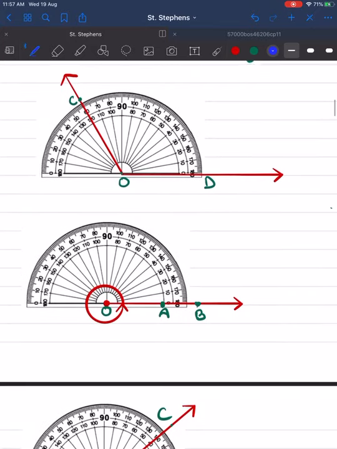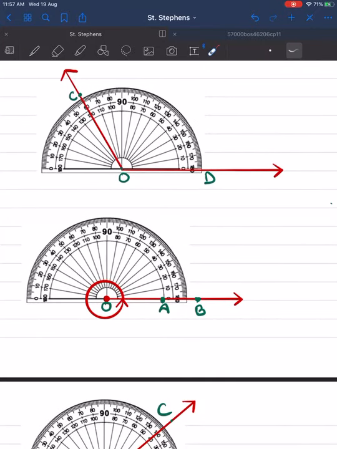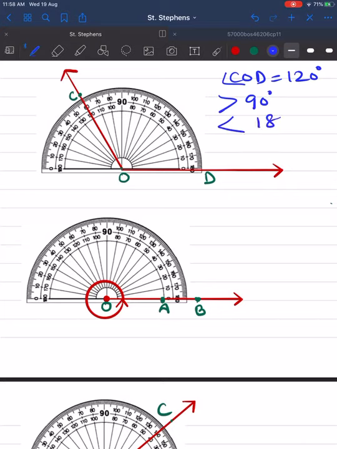Now let's measure the next angle, COD. We read the mark on the curved edge of the protractor which is against C. Now we observe that it is greater than 90 degrees. So we have to take the inner angle which is 120. So here angle COD is equal to 120 degrees. And if the measure of an angle is greater than 90 degrees but less than 180 degrees, it is called an obtuse angle.